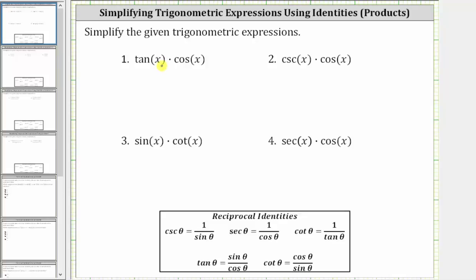We are asked to simplify the given trig expressions. One strategy for simplifying trig expressions is to convert to sines and cosines, which we will do for these examples using the reciprocal identities shown here below.